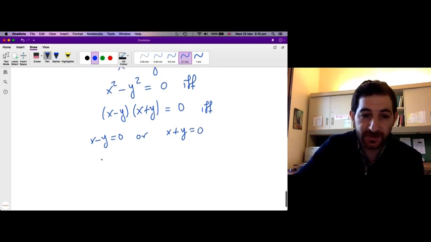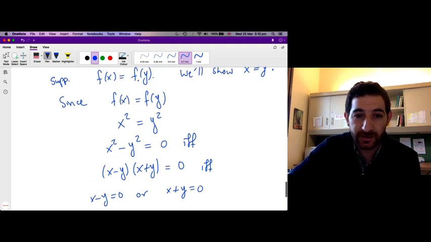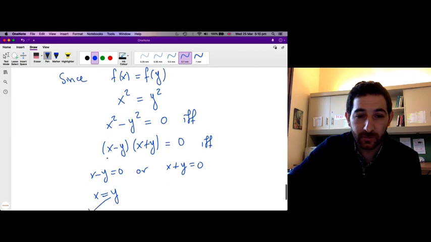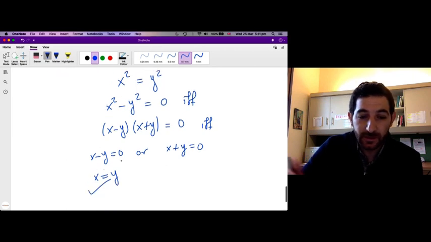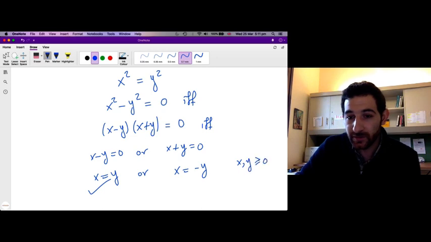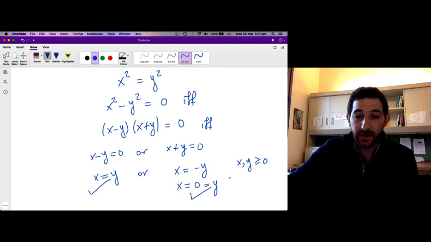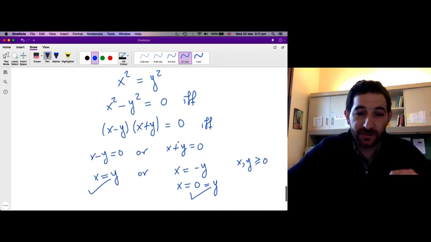Now if the first one is 0, then this means that x is equal to y, and this is what we want, right? So we assume that they have the same image, and we want to show they are the same element. Or x is equal to negative y. But remember that both x and y are non-negative real numbers, and the only way this can happen is if x is equal to 0 is equal to y. So again, x is equal to y, and this shows that this function is injective.